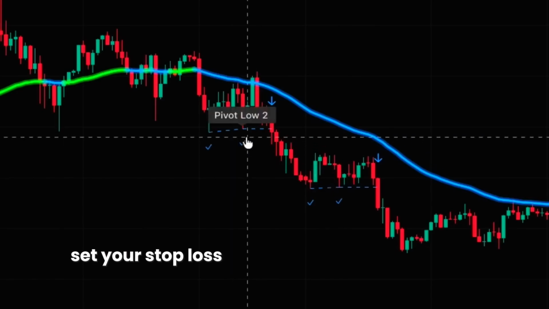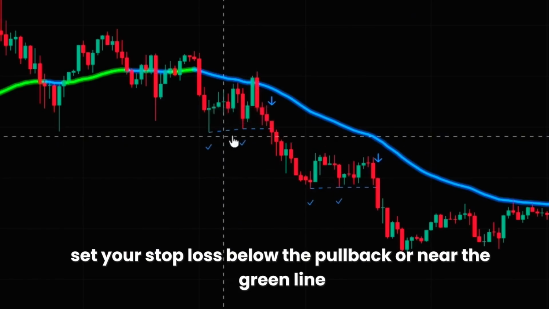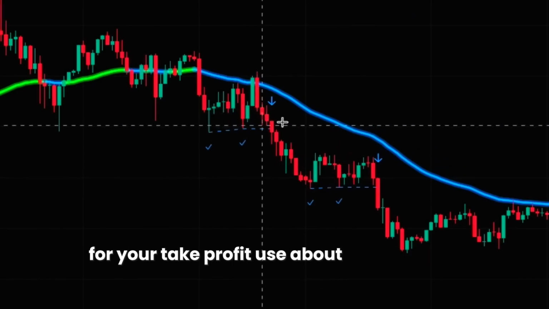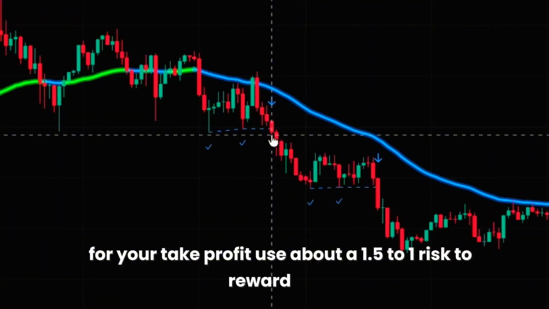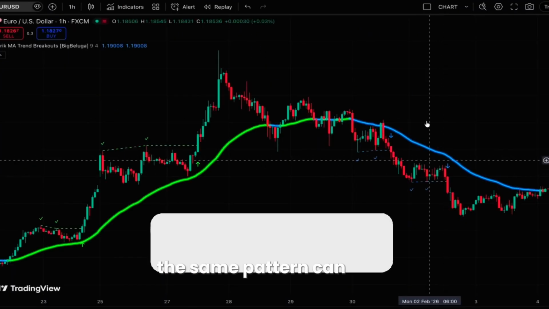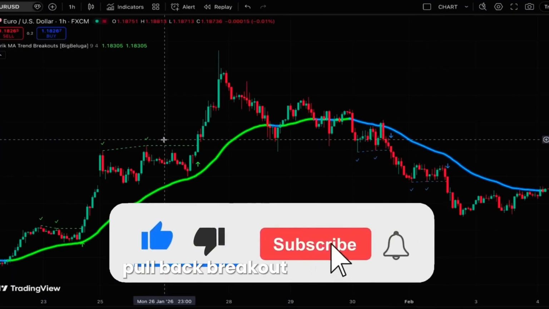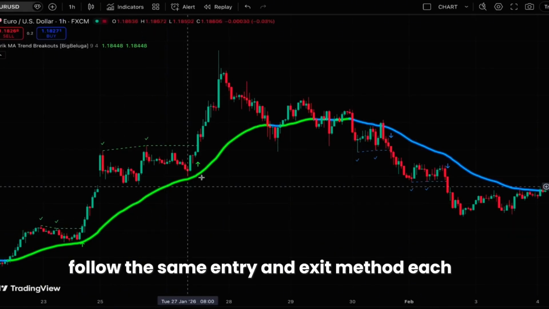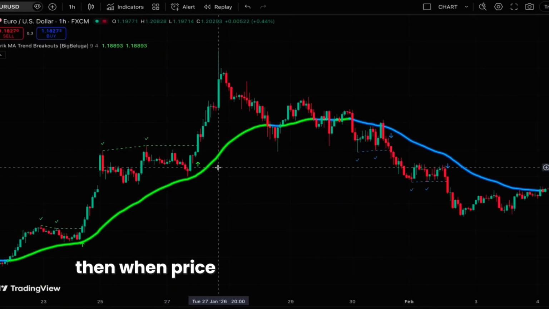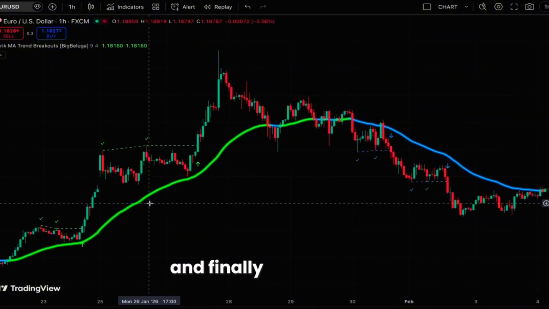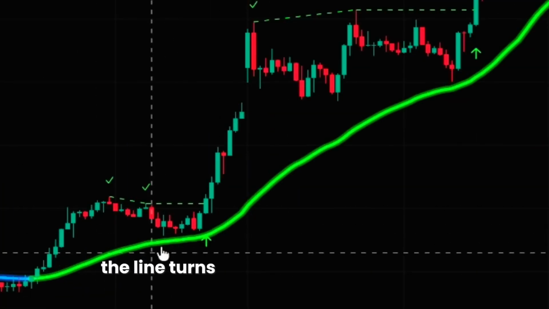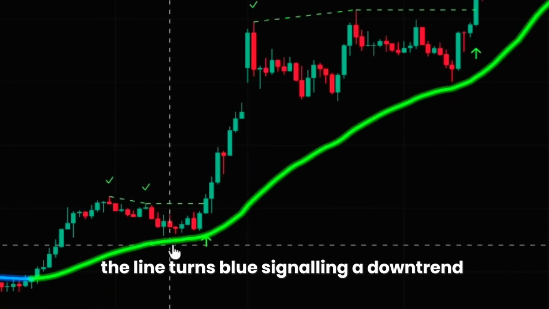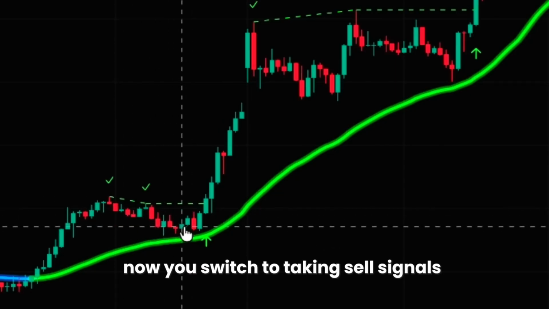In practice, you'd enter a long trade when that candle closes. Set your stop loss below the pullback or near the green line. For your take profit, use about a 1.5 to 1 risk-to-reward ratio. The same pattern can repeat: pullback, breakout, and continuation. Follow the same entry and exit method each time. Then, when price starts hovering around the line and finally closes below it, the line turns blue, signaling a downtrend. Now you switch to taking sell signals.